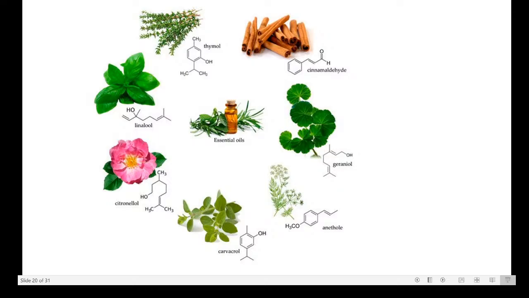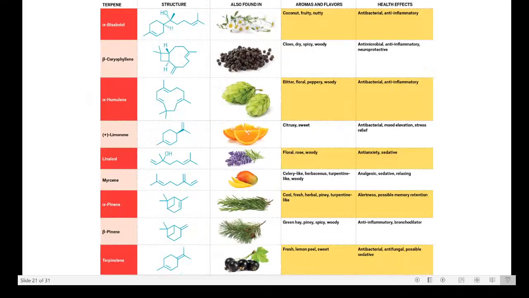Some people use cinnamon powder for sweetness in black tea. If you are making black tea, you can just add cinnamon powder to it. It will give a little bit of sweetness. And another thing is geraniol and the rose citronellol. These give the essential oils a little bit of smell.